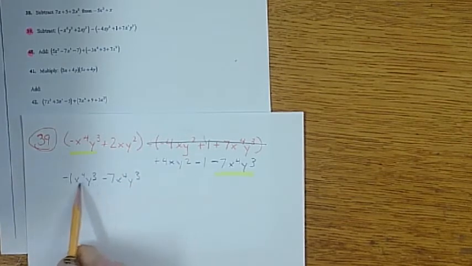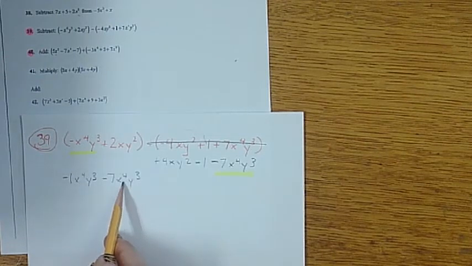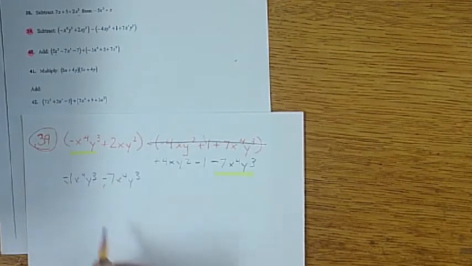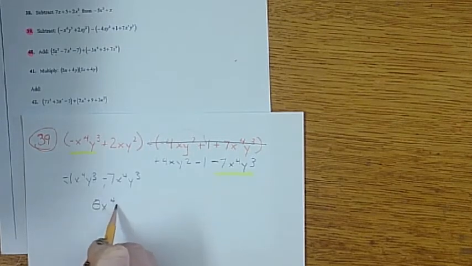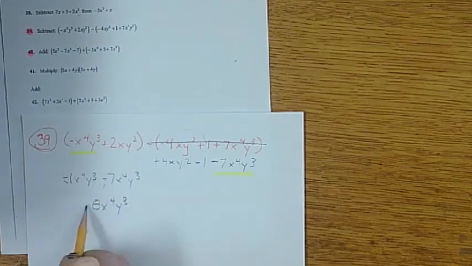Again, these are like terms. Even though there's more than one variable here, they're still the same. They both have an x to the fourth, and they both have a y to the third. So I'm just looking at these numbers right here. Signs are the same, so I'm going to add 7 and 1, which makes 8, x to the fourth, y to the third, and then I take the sign of the larger number, so it's going to be a negative 8, x to the fourth, y to the third. Okay, so I'm done with that one.